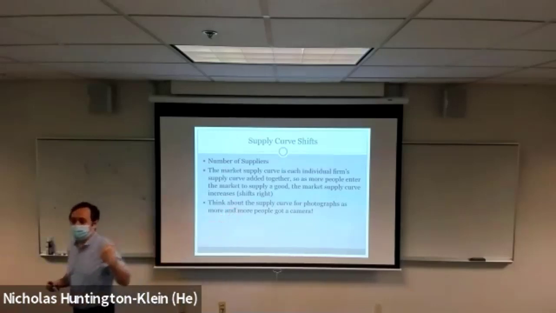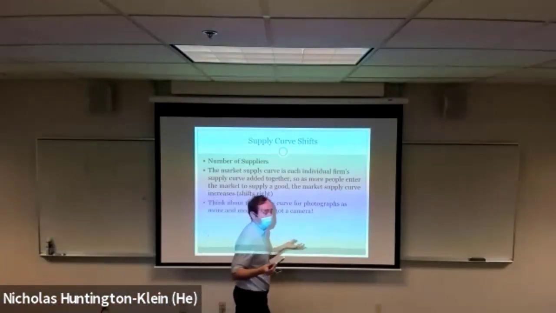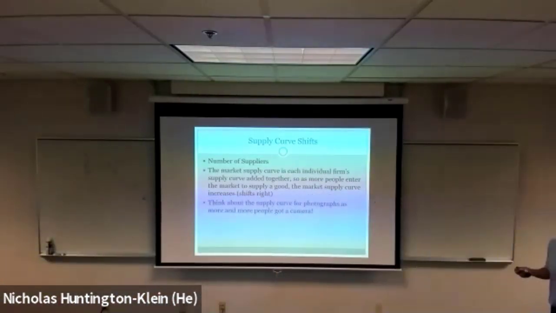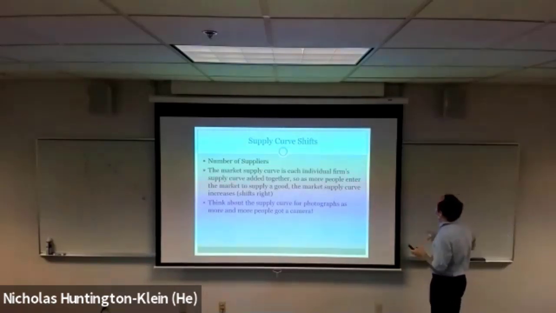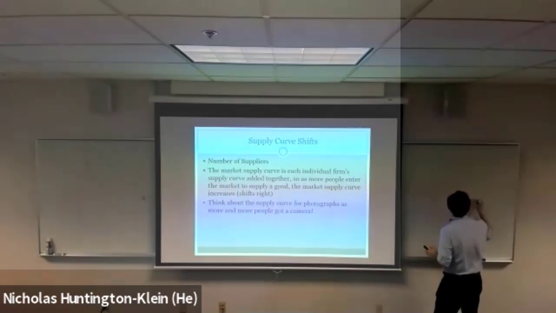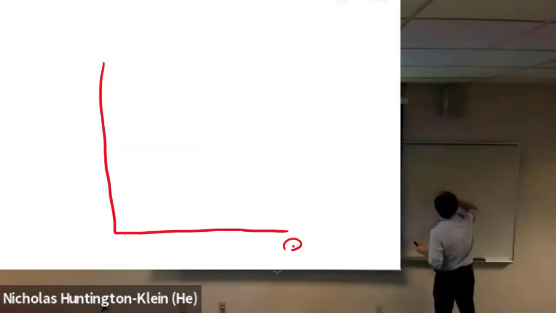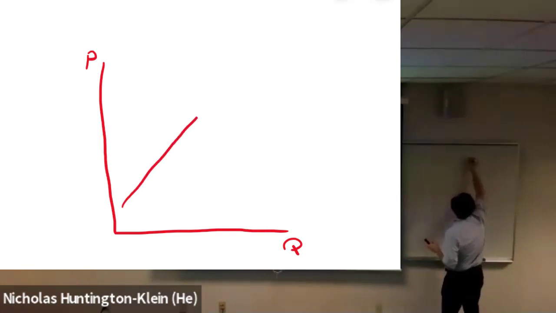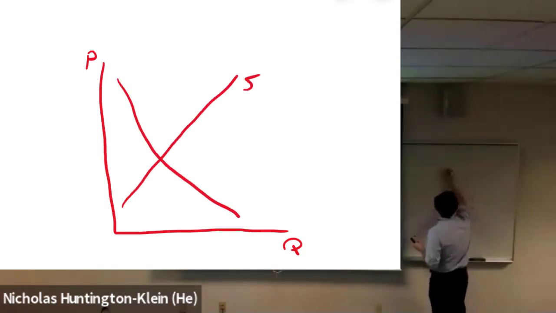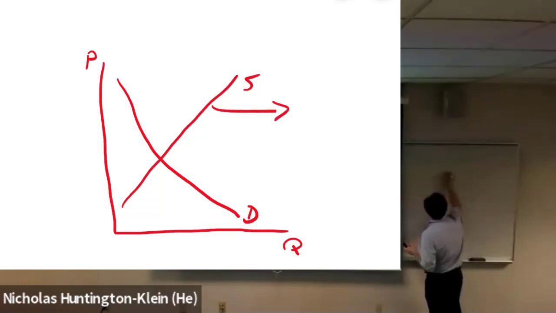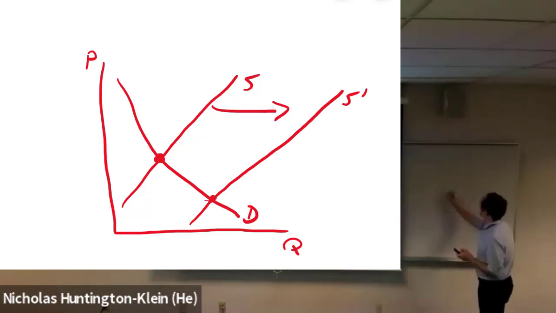One example of this, think about the supply of photographs, right? What happened to the number of suppliers of photographs since they invented the smartphone with the camera in it? Well, now there's a lot more suppliers of photographs than there were before. You can imagine what that's going to do to the supply of photographs. We would predict a very big shift, and you'd expect you're going to get way more photographs, which we definitely have.